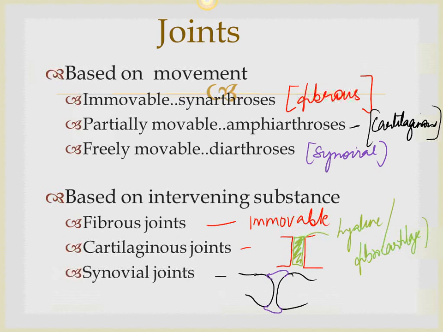So we could say synovial joints are freely movable for the most part, also called diarthrosis. Cartilaginous joints have fibro or hyaline cartilage in between the bones, and they are usually classified under amphiarthrosis. Fibrous joints have fibrous tissue between the two bones, and they are synarthrosis. Okay? So you're combining the two classifications.